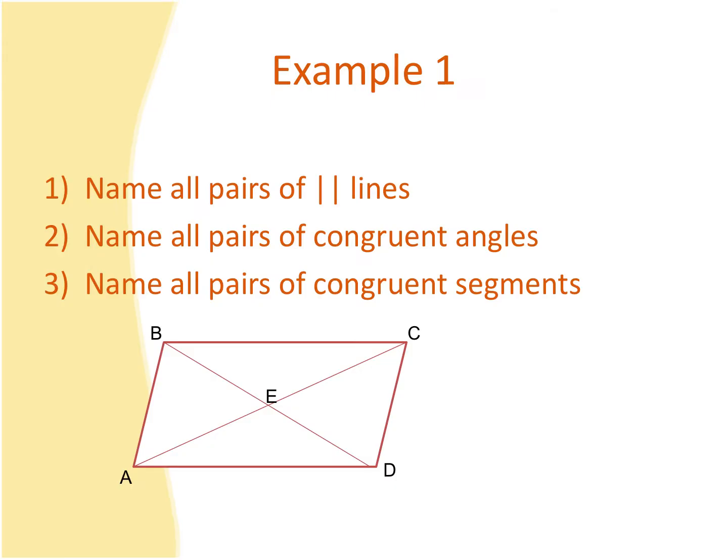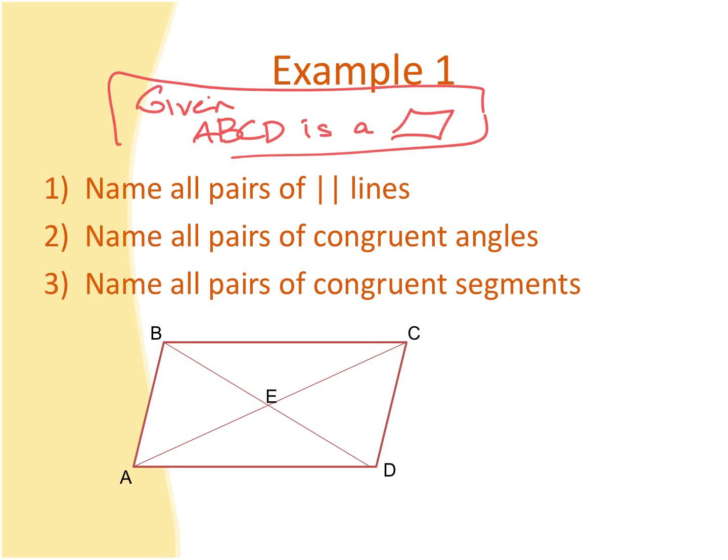So example 1, it says to name all pairs of parallel lines. Now, in order for us to even answer any of these questions, you must be given that ABCD is a parallelogram. If you're not given this, we can't answer any of these questions. So we have to be told that this picture down here is a parallelogram.